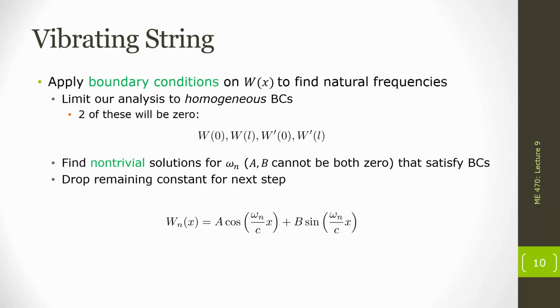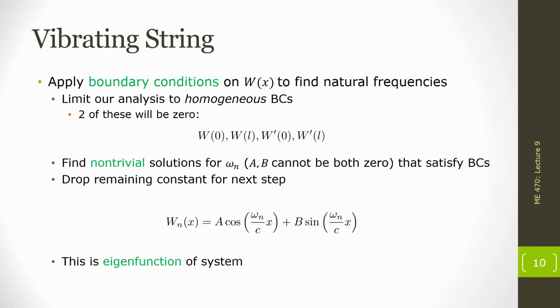These W n's are what we call the eigenfunctions of the system, and they are going to be analogous to what we saw for multi-degree of freedom systems when we had mode shapes. For those multi-degree of freedom systems, we had as many mode shapes as we had degrees of freedom. Here for the eigenfunctions, we have an infinite number of them, associated with each one of our infinite natural frequencies, and those are the eigenfunctions of the system.